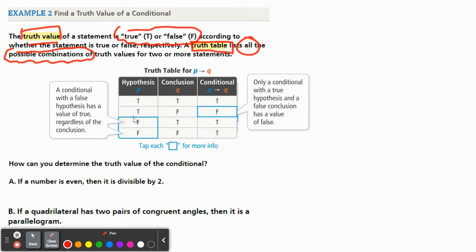So for P and Q, there are two options, true or false, for the hypothesis P. There are two options, true or false, for the hypothesis Q. 2 times 2 is 4. This is why there are 4 rows.